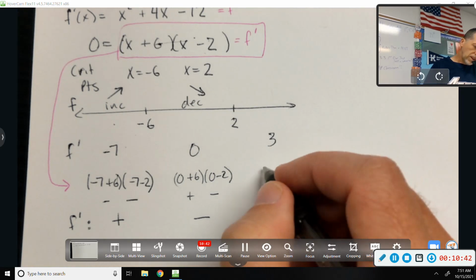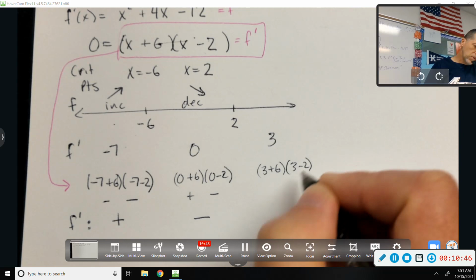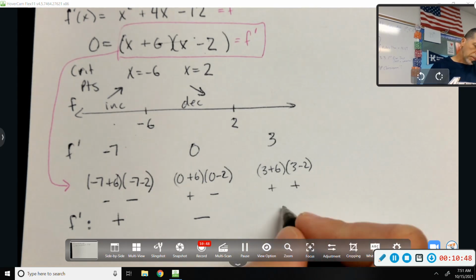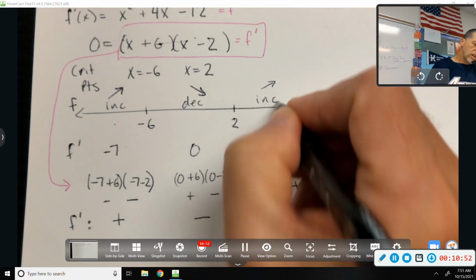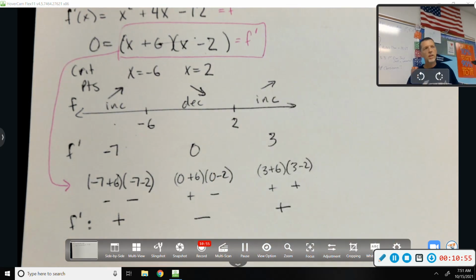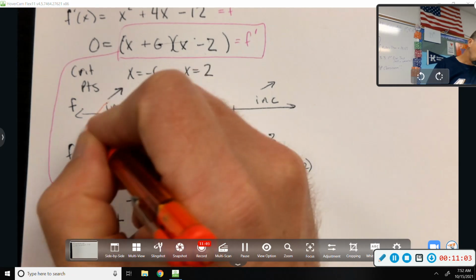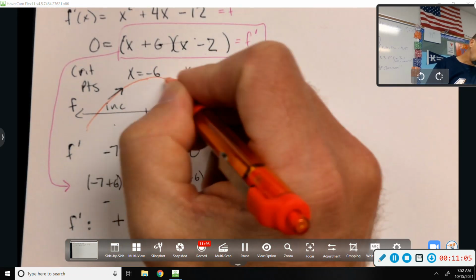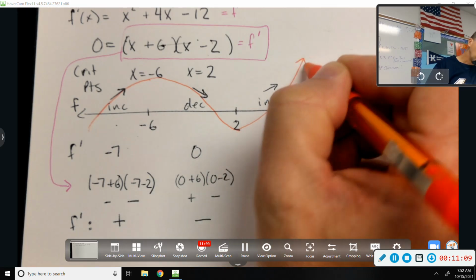Plug in 3. 3 plus 6 times 3 minus 2. Positive times positive is positive. So that would be increasing. Now this very roughly sketches out the shape of this graph. So we increase up to -6, and we decrease till we get to x equals 2, and then we're increasing after that.